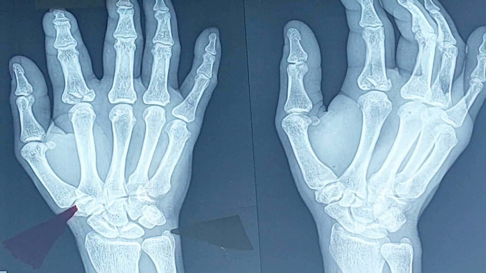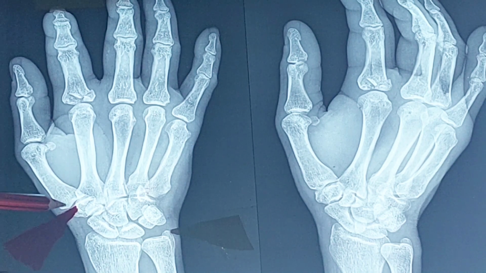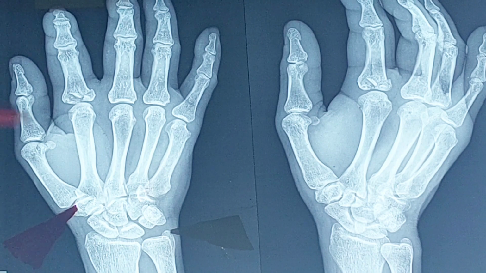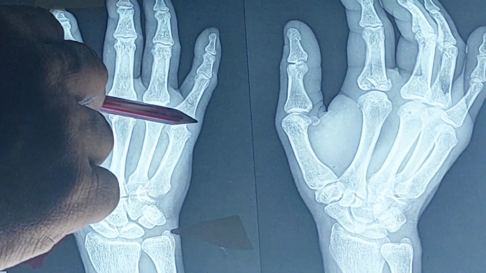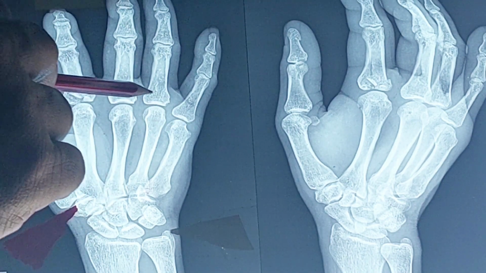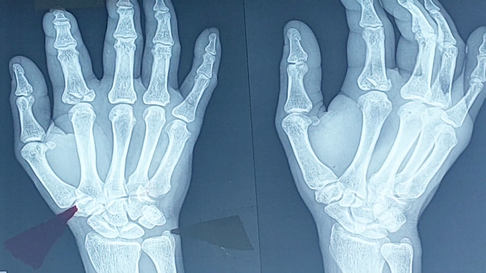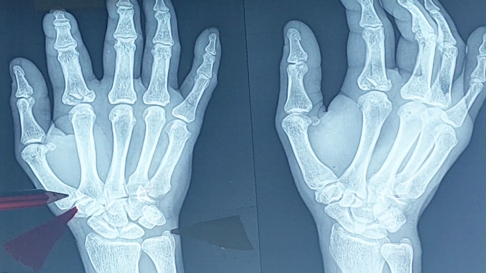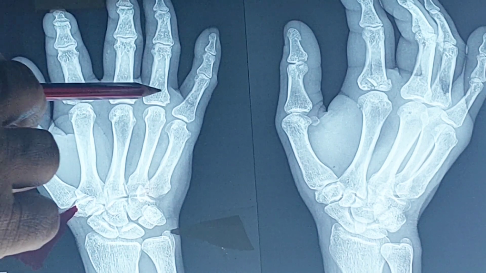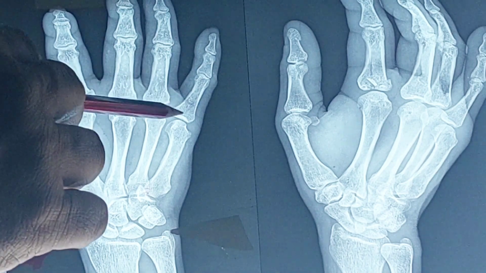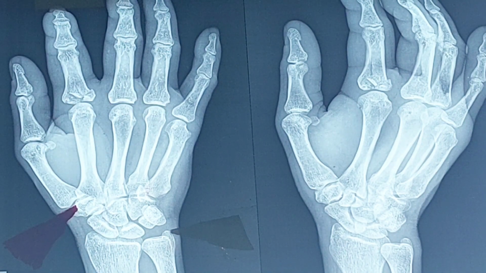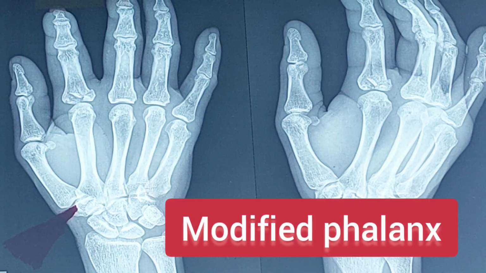But in the first metacarpal bone, its epiphysis lies at its base. Similarly, the phalanges also have their epiphysis at their base, like that of the first metacarpal. So, the first metacarpal bone and all the phalanges have epiphysis at their base. Because of this reason, the first metacarpal is also called the modified phalanx.